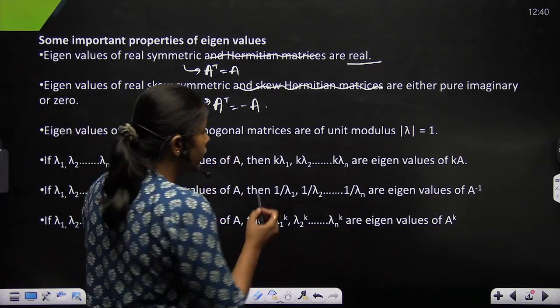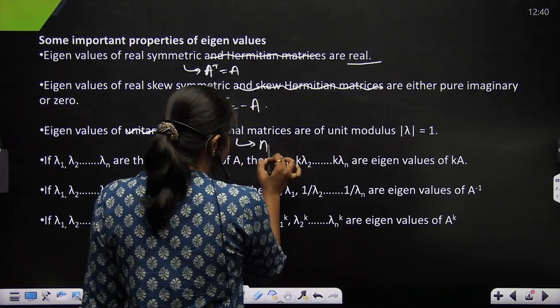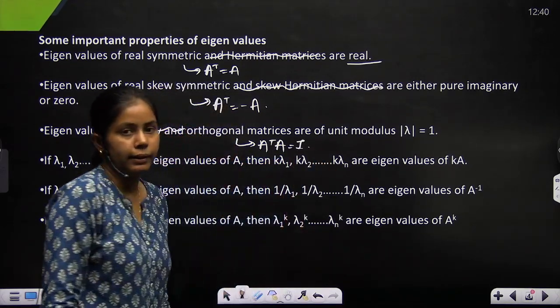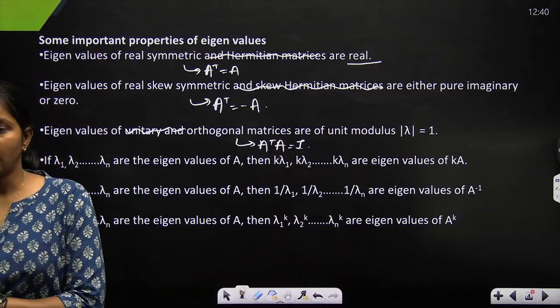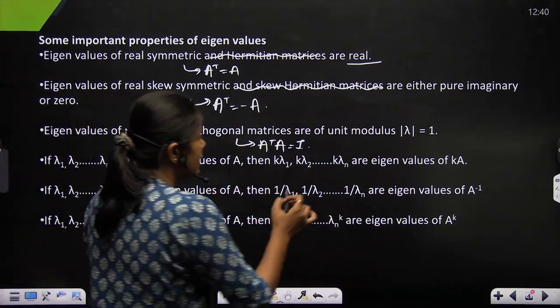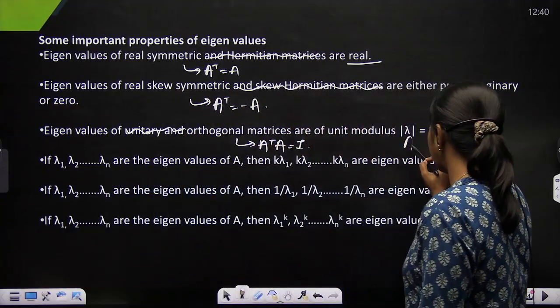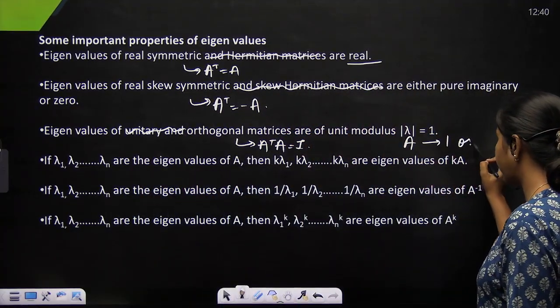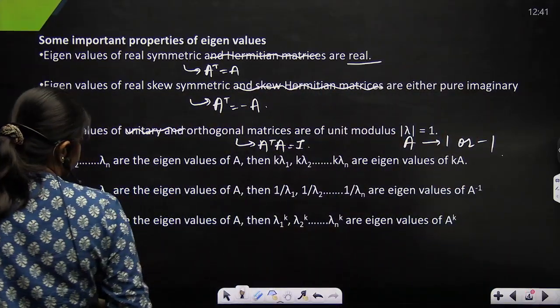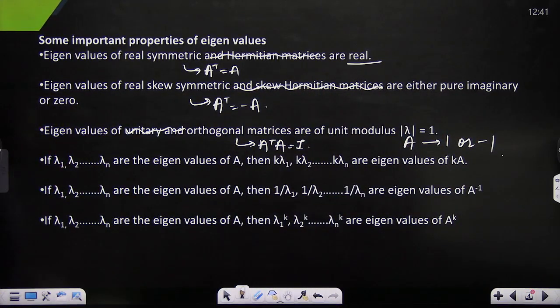What are orthogonal matrices? Orthogonal matrices are those matrices where A transpose A is equal to identity. So they would have a unit modulus. That means if A is an orthogonal matrix, then it has eigenvalue either 1 or minus 1. It can be iota or minus iota as well.